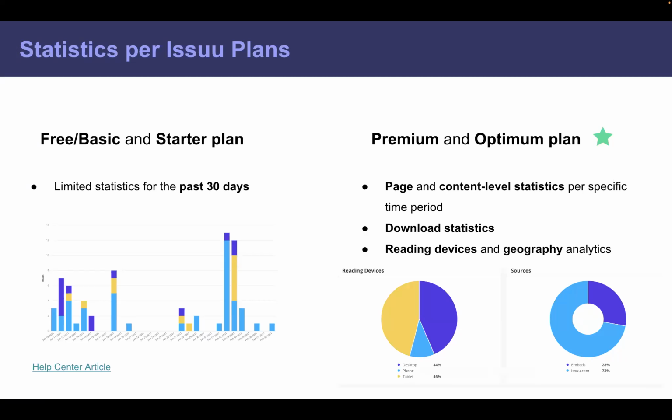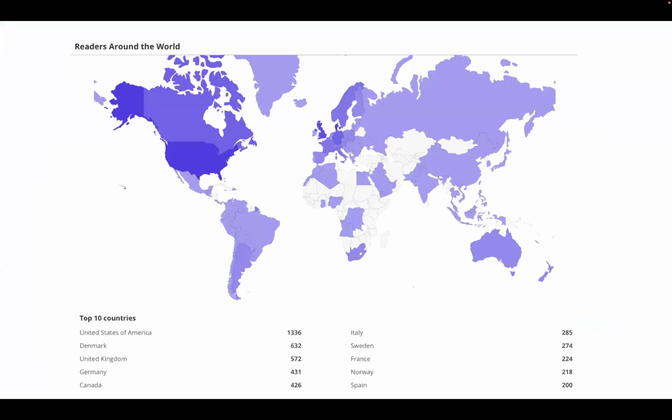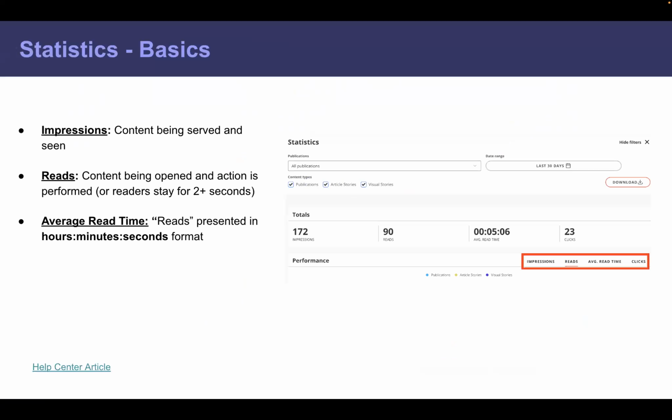So for example, in case you can see a lot of readers are using their mobile phones, that might be an idea for you to go ahead and start recreating your publication into more articles, and maybe also sharing articles across all your channels, because then it is so much easier for your readers to read this type of content. And we also give you a map, so you can see where your readers are geographically located. Here's the heat map with the readers around the world, and we list the top 10 countries below the map. So that's something that you can see fully on premium and optimum.